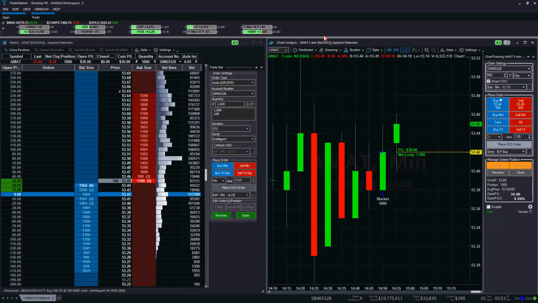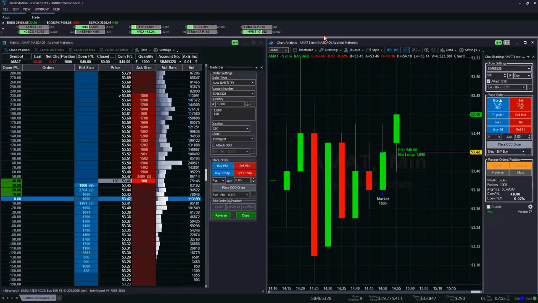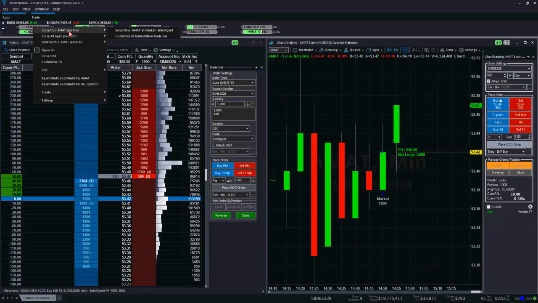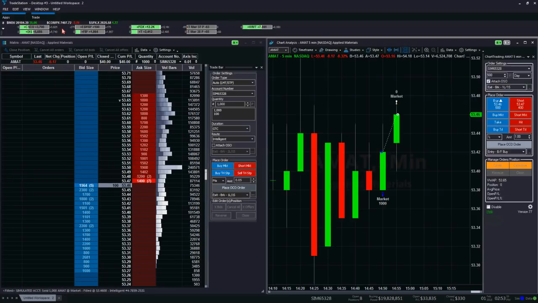The nice thing about having the position graph bar at the top is that you also can tell if something needs attention. If you look at a P&L and you see, hey, I better get out of that position, you can do it from within the position graph bar. Let me show you. Let's suppose that my AMAT position is giving me trouble. I can just right-click on this little box of AMAT, and I say, close this AMAT position, send now at market intelligent. I do that, and you can see that my AMAT position went away. It cleared out my matrix, and it cleared out my chart analysis. So you can control and monitor and manage your positions from within the position graph bar.